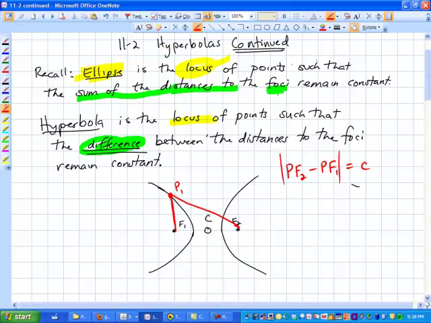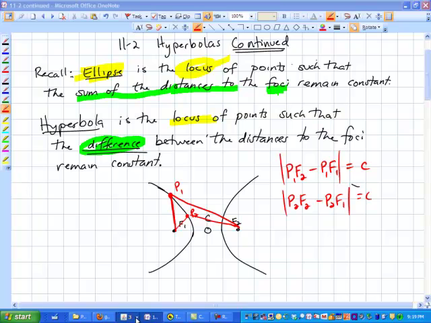In fact, I'll put it in absolute value because I could pick a different point, say P2, and measure those same two distances. And you can see they're going to be different distances, but, oops, that was supposed to be P1. Those differences are going to remain the same.